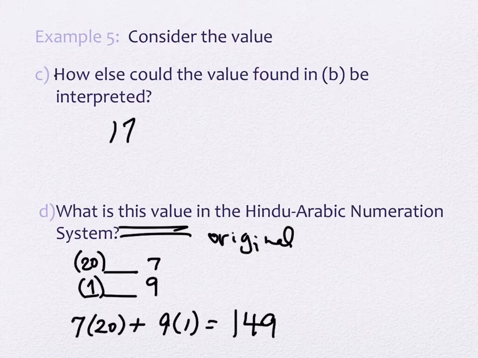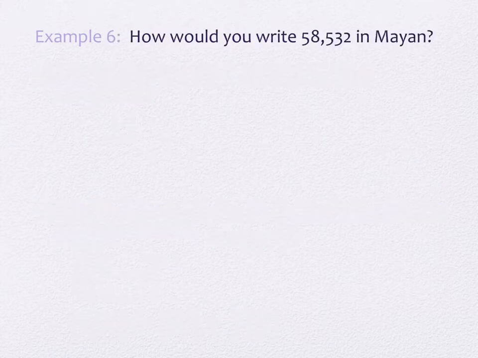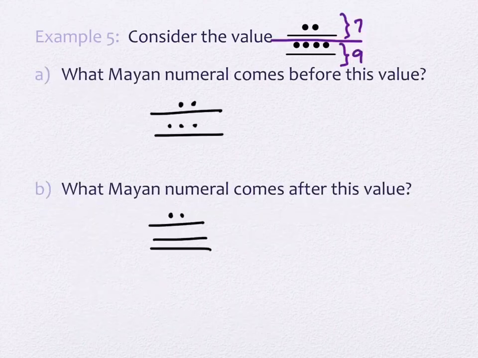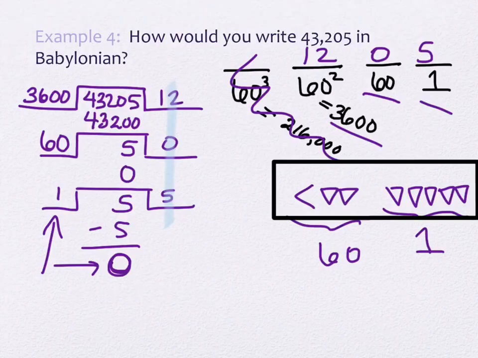All right. You ready for the next one? Because we're going to go the other direction now. We're going to take our number and turn it into their number. Okay, so our number that we're starting with is 58,532. And we're going to do this division algorithm thing that I did over here again.